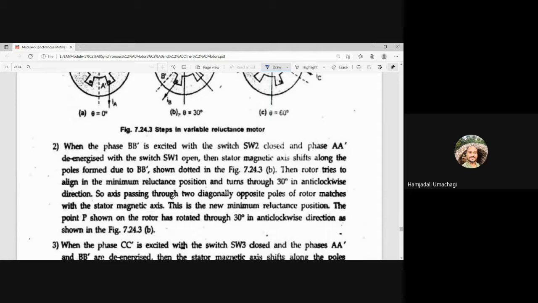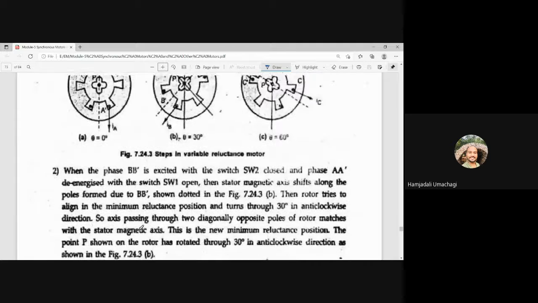So the axis passing through two diagonally opposite poles of the rotor matches with the stator pole. Here, the stator magnetic axis once again lies along poles B dash, that is the minimum reluctance position, and there only the rotor will get aligned by making theta equal to 30 degree. This is the new minimum reluctance position. The point P shown on the rotor has rotated 30 degree in anti-clockwise direction as shown in figure 7.24.3b.